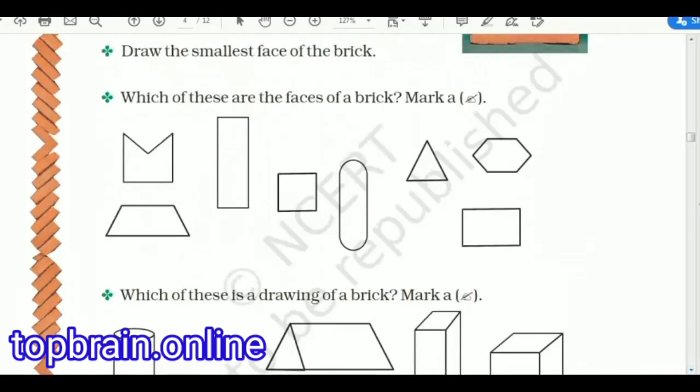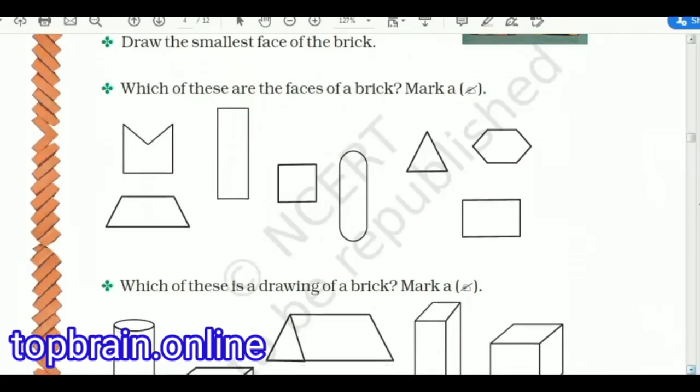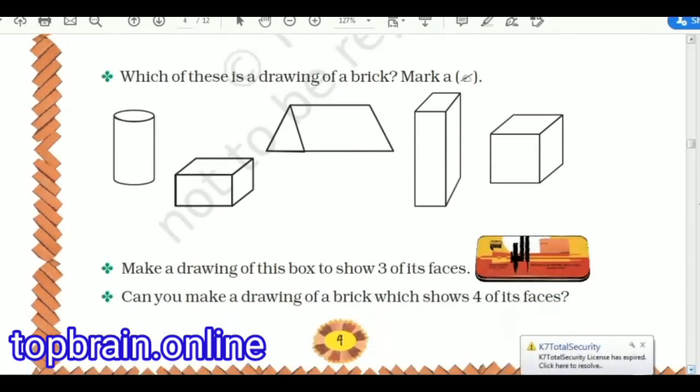Which of these are the faces of a brick? So you can do it yourself. And which of these is a drawing of a brick? You can easily find which is the drawing of a brick. Is this a drawing of a brick? No. Is this a drawing of a brick? No. So from this figure you can easily find which is the drawing of a brick. Now make a drawing of this box to show 3 of its faces.